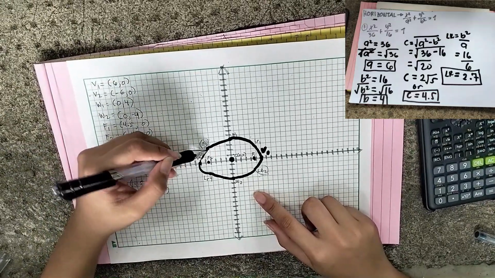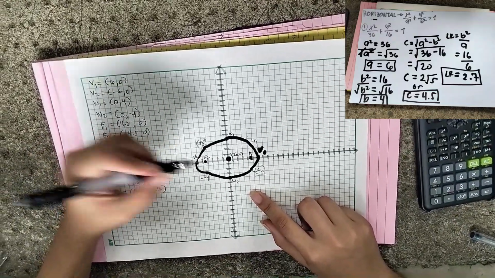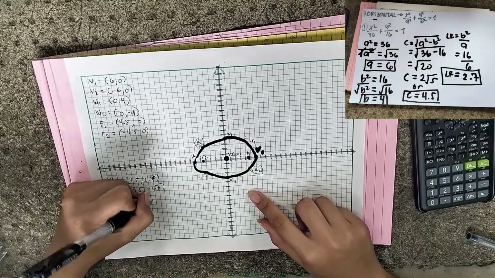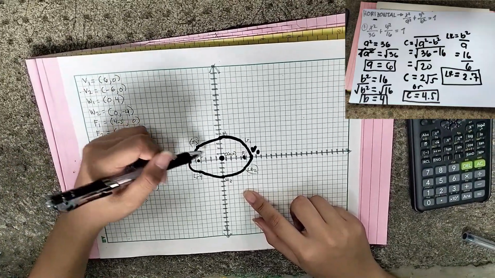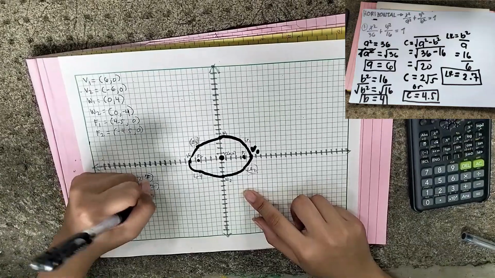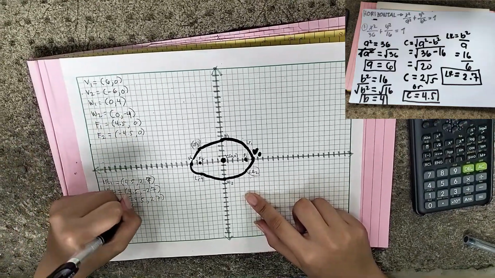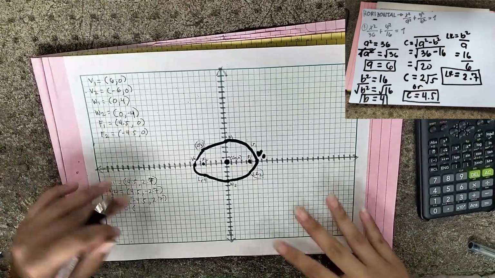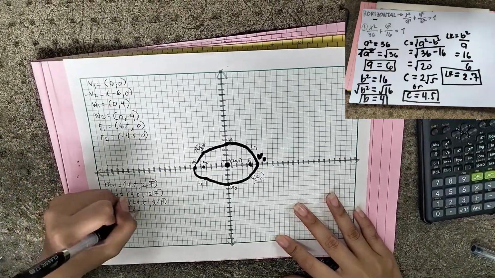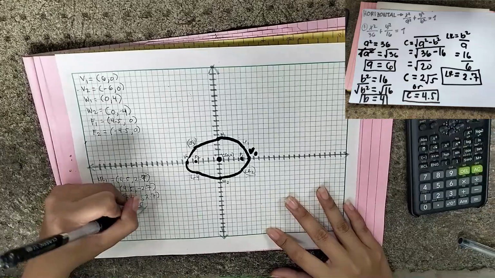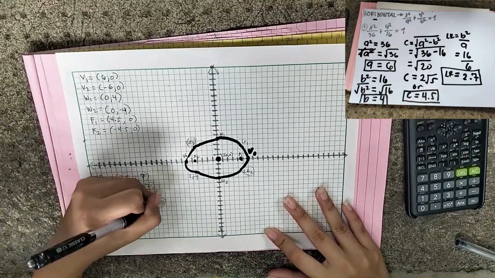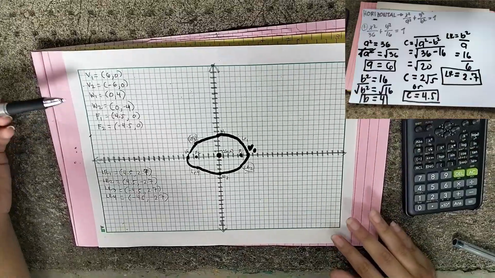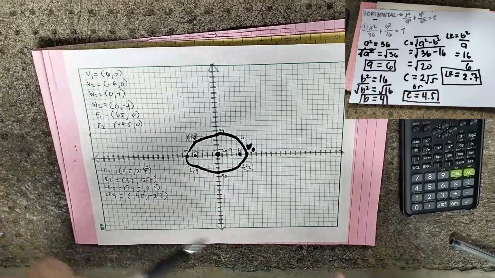Same goes, but this time our focus is negative 4.5, with the positive y-value of 2.7. And lastly, our LR4, which is in the negative part of the graph, so negative 4.5 and negative 2.7. And that's it. You basically have now the values of your graph and the graph itself.